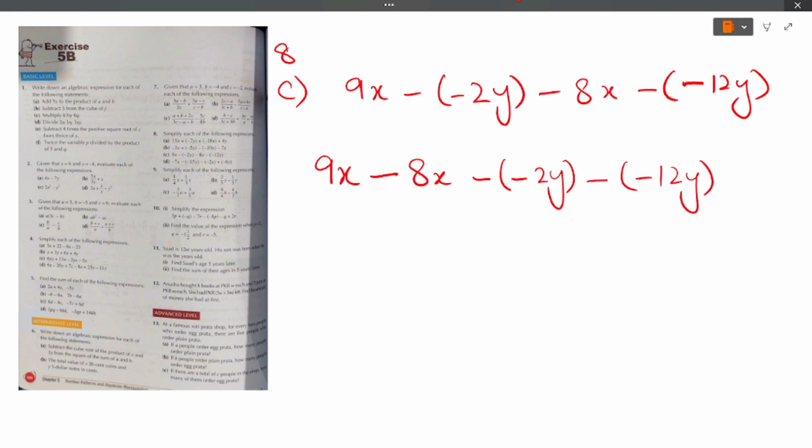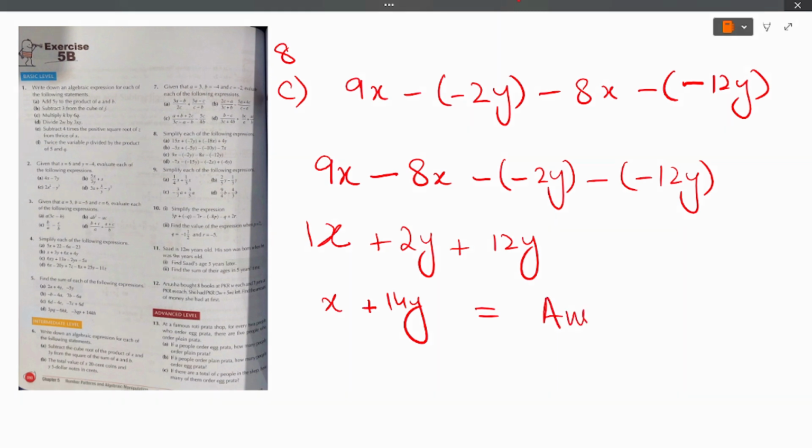So what will be the answer? Hajra is going to tell me what will be the answer of 9x minus 8x. 1x you can say. Then minus into minus is plus 2y, then minus into minus is plus 12y. Now we have x plus 2y plus 12y. What will be the answer of 2y plus 12y? Plus 14y. Well done. And there is no common factor in here. Not in here, not in here. So I'm going to write this as the answer.